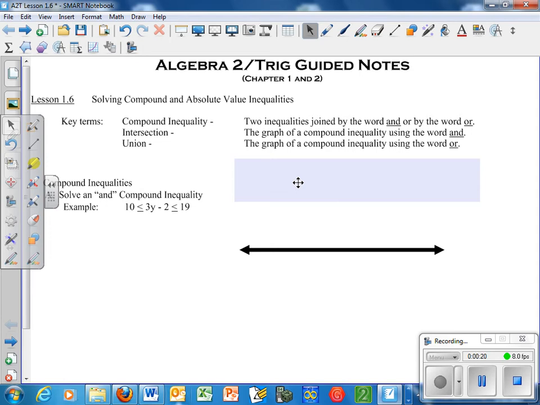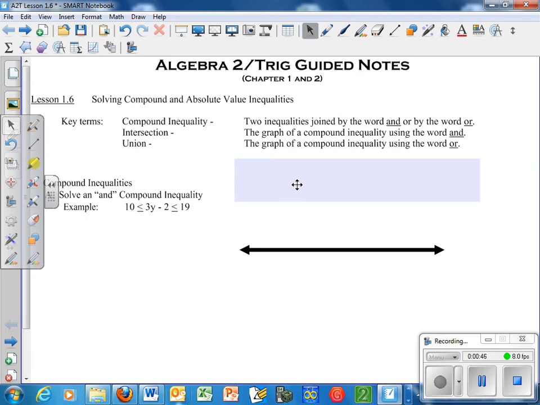The intersection is the graph of a compound inequality using the word and. So an and statement is an intersection. A union is the graph of a compound inequality using the word or, an or statement. Like I said, pause it if you need to write down the definitions. We're going on to the first example here. We're going to look at solving a compound inequality that's an and statement.